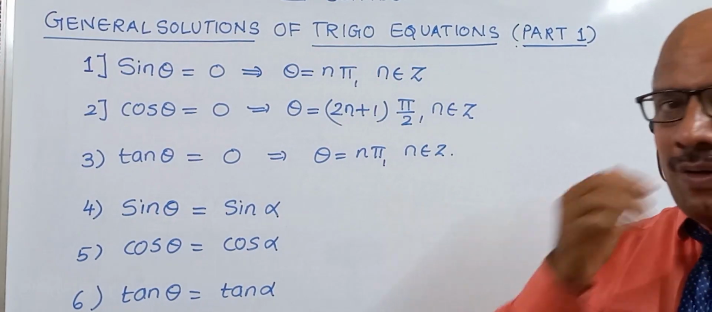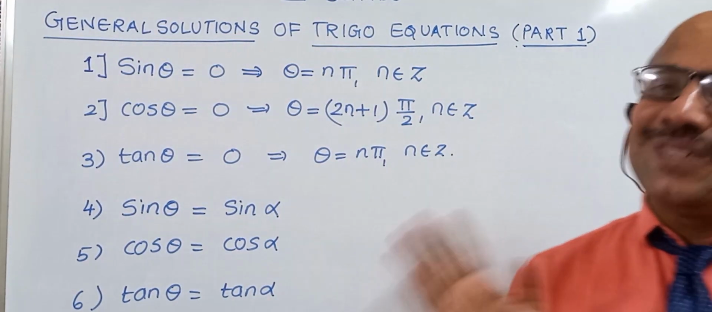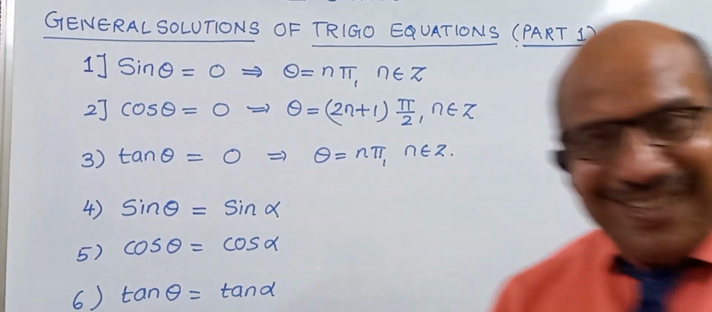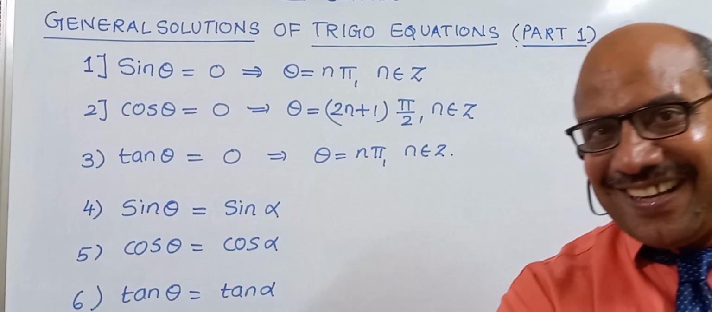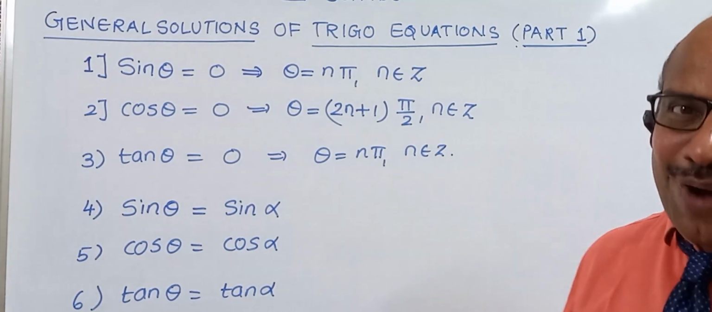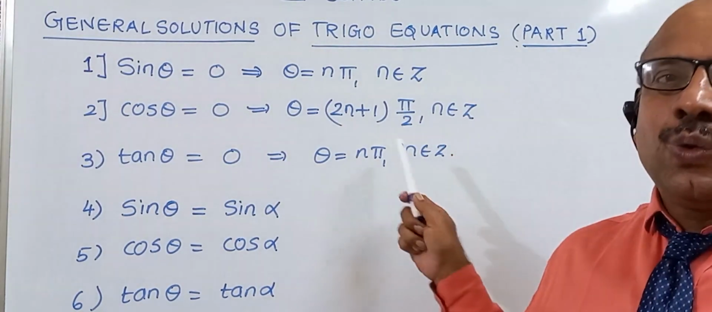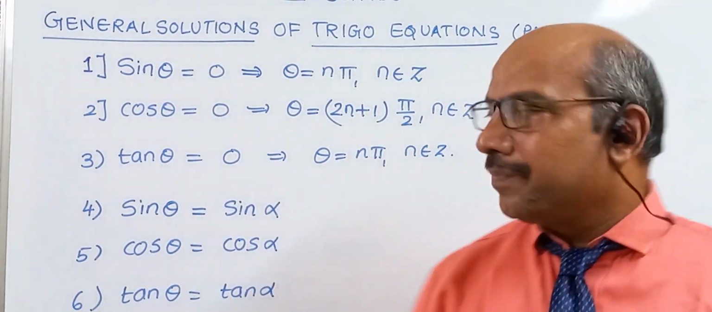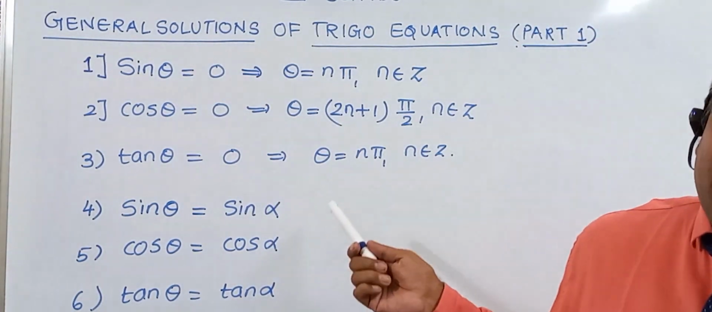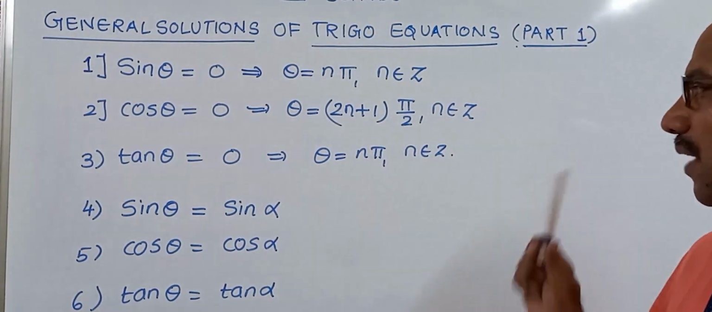Cos theta equal to 0. Cos pi by 2 is 0, 3 pi by 2 is 0, 5 pi by 2 is 0, 7 pi by 2 is 0, 9 pi by 2 is 0. Now you got the logic. At every odd multiple of pi by 2, cos theta becomes 0. Hence the general solution, where 2n plus 1 always represents an odd number. Tan theta equal to 0 whenever sin theta equal to 0, so both have the same general solution: theta equal to n pi.